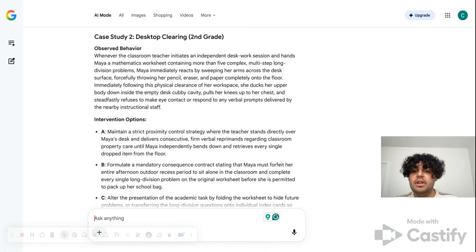During this, Maya immediately reacts by sweeping her arms across the desk surface, forcefully throwing her pencil, eraser, and paper completely onto the floor. Immediately following this physical clearance of her workspace, she ducks her upper body down inside the empty desk cubby cavity, pulls her knees up to her chest, and refuses to make eye contact or respond to any verbal prompts delivered by the nearby instructional staff.